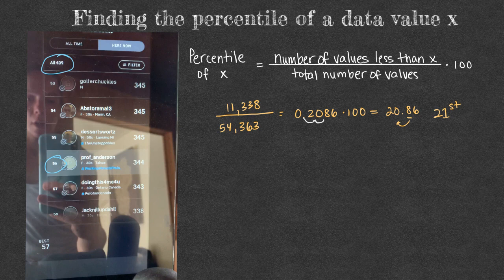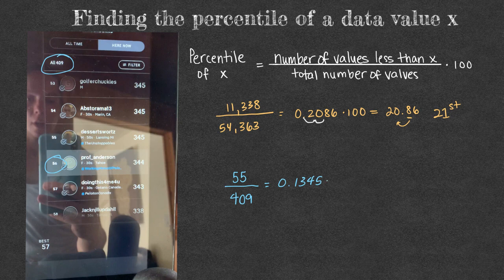So in order to find the percentile, I'm going to count the number of positions below me, which is 55, and then I'm going to divide that by 409, which is the total number of people taking the ride at the same time that I took it. And so in the calculator, that gives me the decimal of 0.1345.